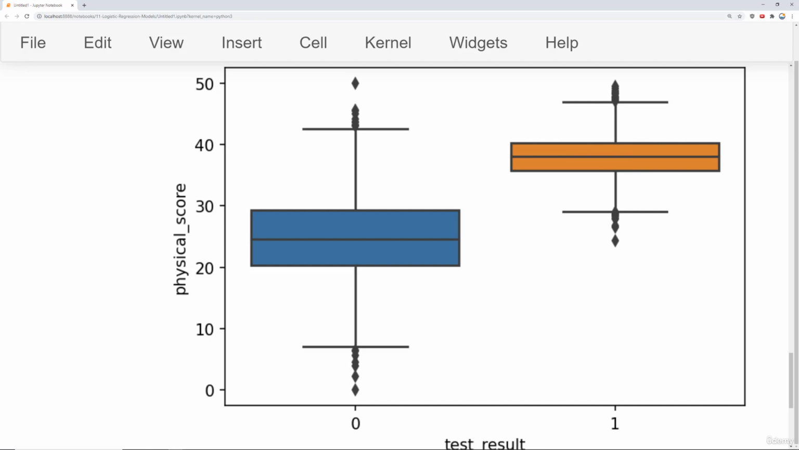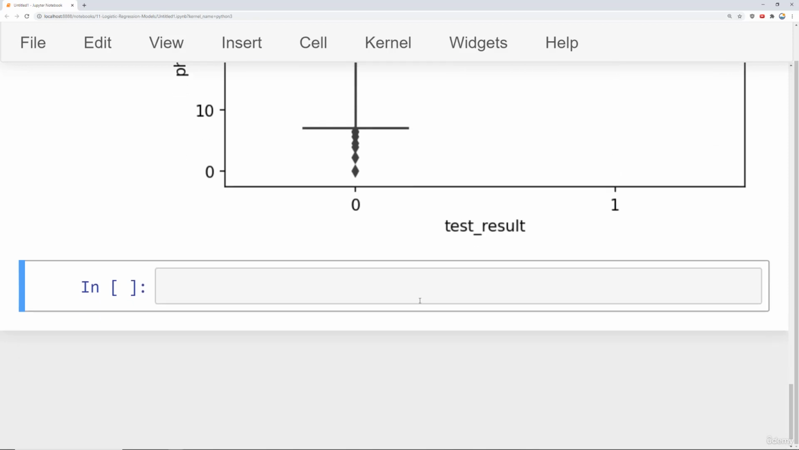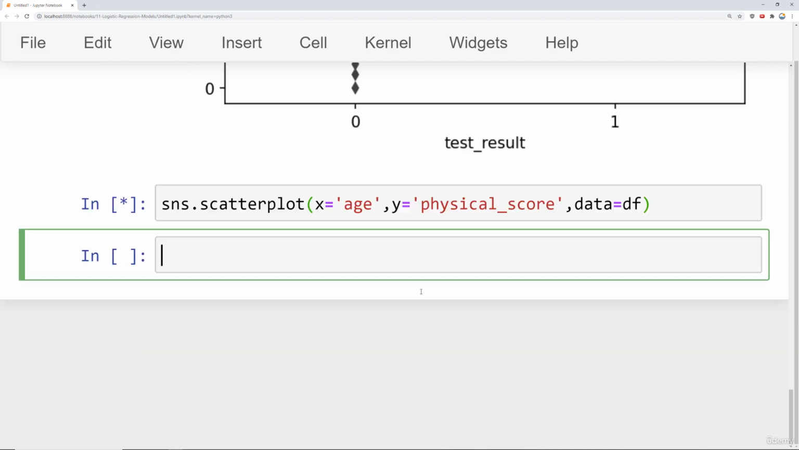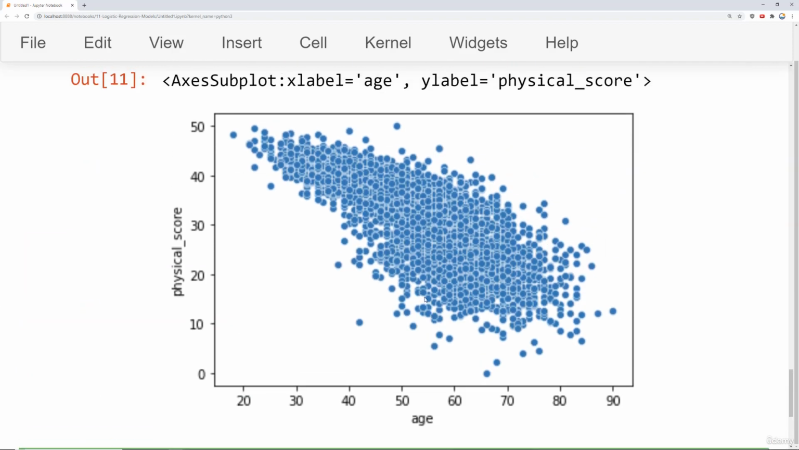So that could also then be a relationship between physical score and age. So let's actually see that relationship. I'm going to say SNS scatter plot, and we'll say age versus the physical score. So we'll say data is equal to DF. Run that, and what do we see here?